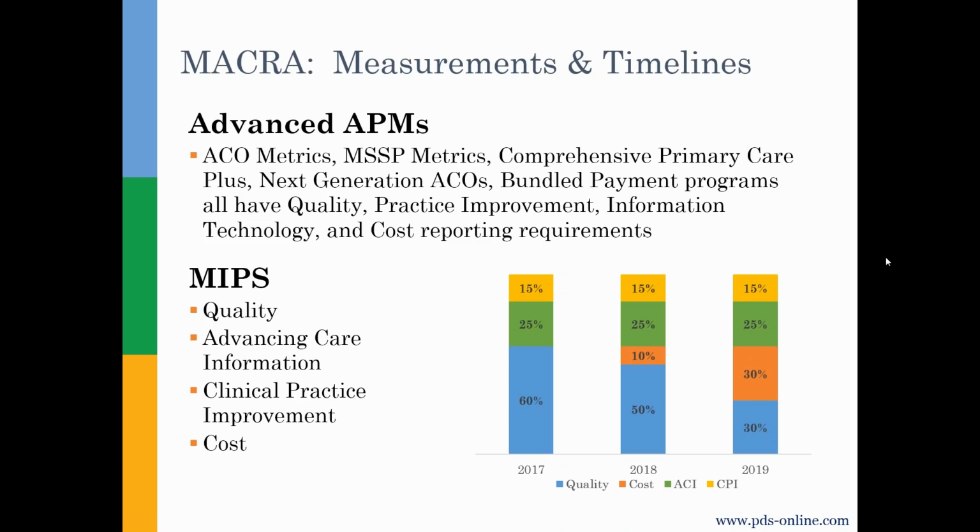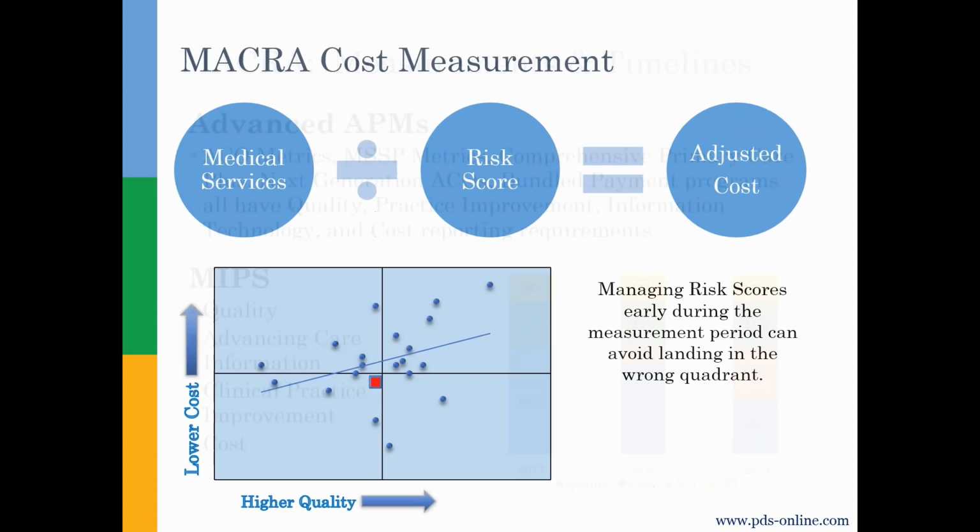The biggest component that is changing lives for people is the cost component. Cost, as it's implemented and used in MACRA, is the cost of medical services. So it's the medical service ratios divided by the risk score. We add up all of the cost of patient care and we divide it by the risk score, or the acuity level, of our patient population to calculate adjusted cost. The insurance companies have been doing this for years and haven't necessarily told us about it.